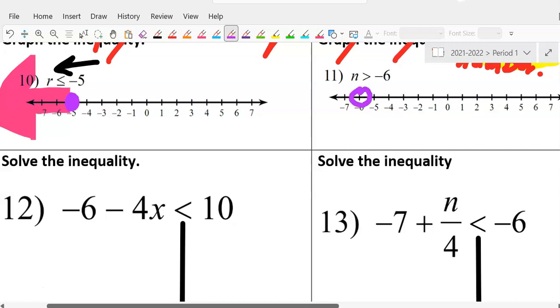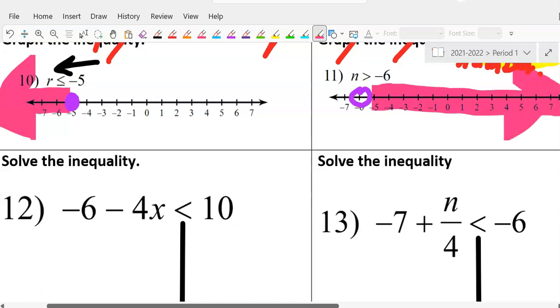Okay, good. Now what? It's going to go to the left. Sorry, I mean right. Let me look at your paper. See, you have it right on your paper. You just said it wrong. Okay, that's correct. It's going to the right.